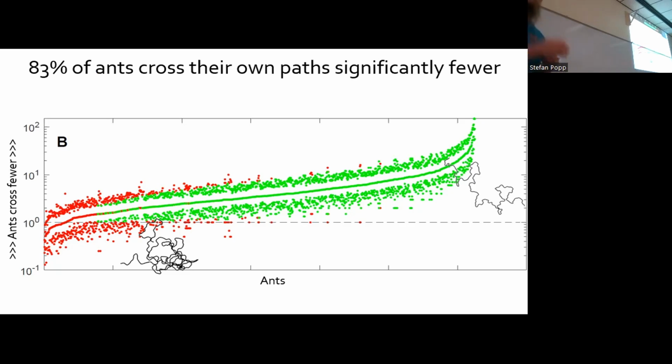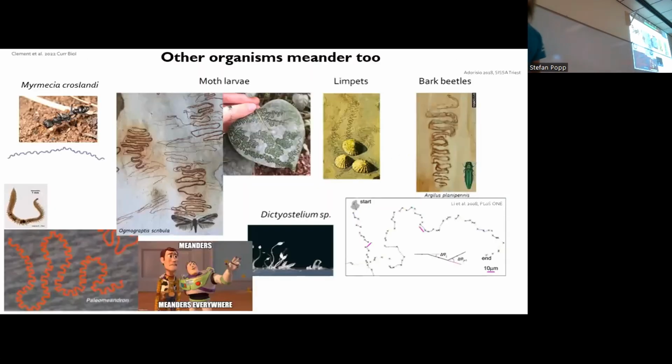And here, the higher up on the y-axis you go, the less the ant is crossing itself compared to the random walk. So that means that this meandering is probably a very efficient strategy in order to avoid crossing the areas where you have already searched. This is maybe also the reason why you can find it across the tree of life, between bark beetles, moth larvae, Dictyostelium, which doesn't even have neurons or a brain, and to the bottom left next to the meme, there is Paleomeandron, that is more than 500 million years old, a trace fossil of just a worm that was gliding around on the bottom of the ocean.